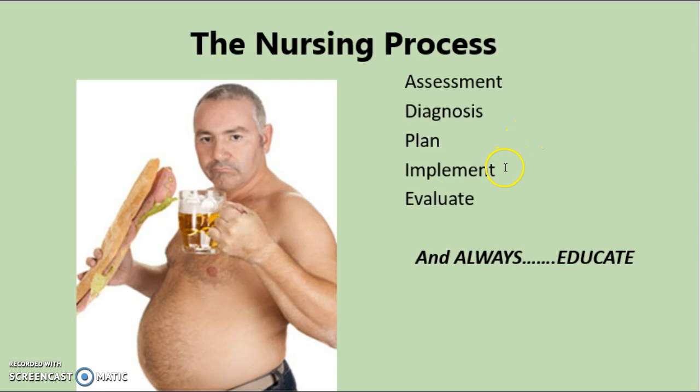And now we have to implement them. So our implementation is strategies that we can give the patient so he can lose weight. Maybe it's to join a weight loss support group. Maybe it's to join a gym or a health club. Maybe we need to, depending on how much beer he drinks and how often, maybe he needs some sort of alcohol support system. So we can put all of those things together to help this patient achieve his weight loss goals. Then we have to evaluate them.